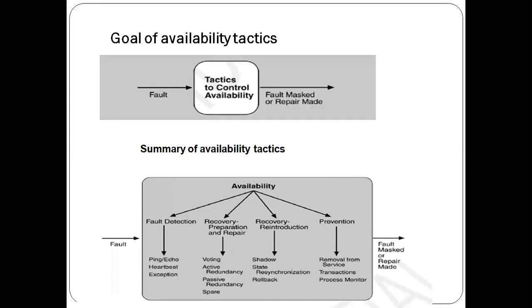Recovery introduction: what changes we are going to implement after recovering. After recovering, these kinds of recovery tasks are done, and like this it will be shown. And the last one is prevention. What do we have to do in prevention? Removal of services or transactions, and monitoring the process. These are all the steps in availability. By doing all these things, we will get everything working well.